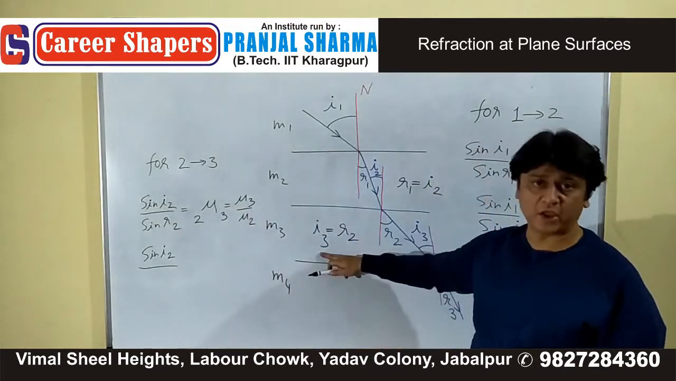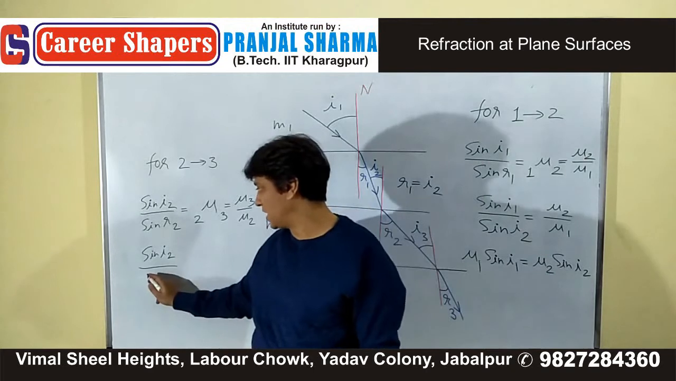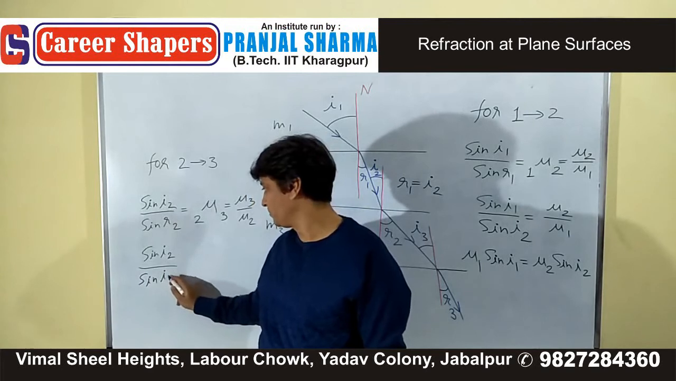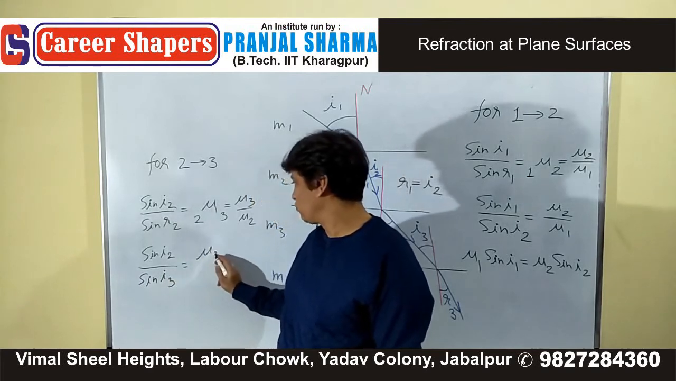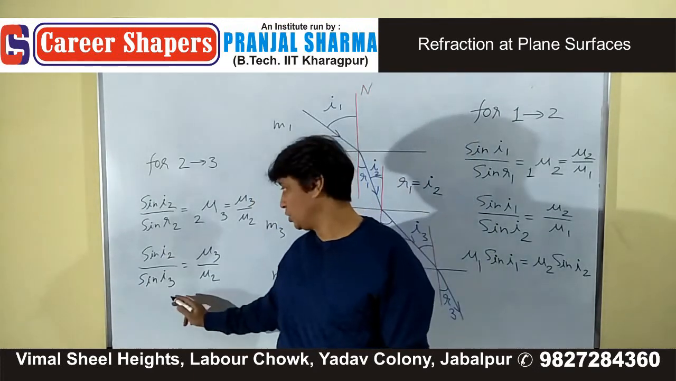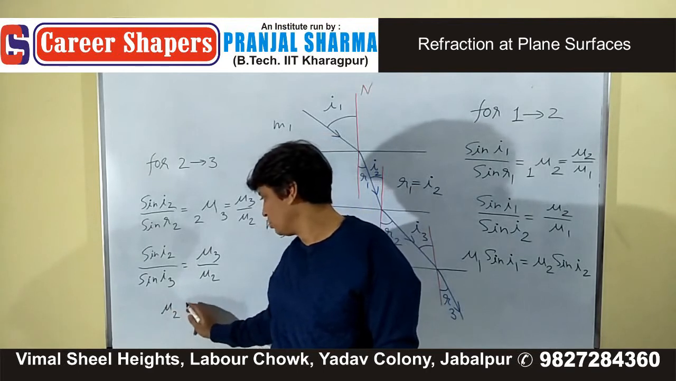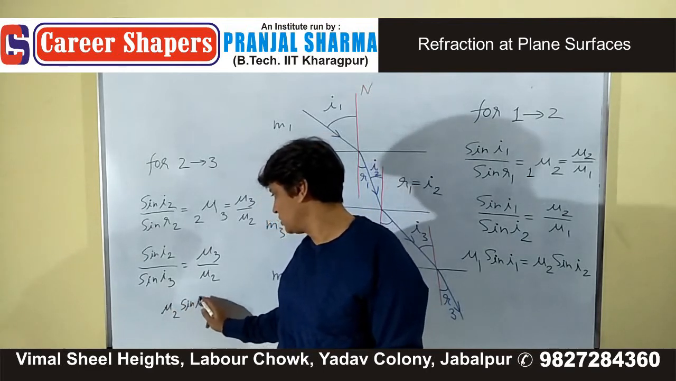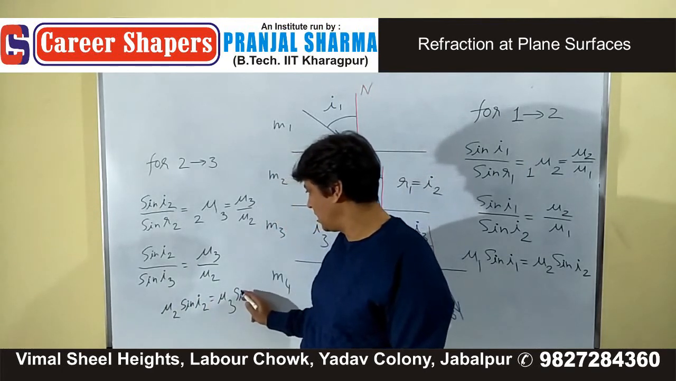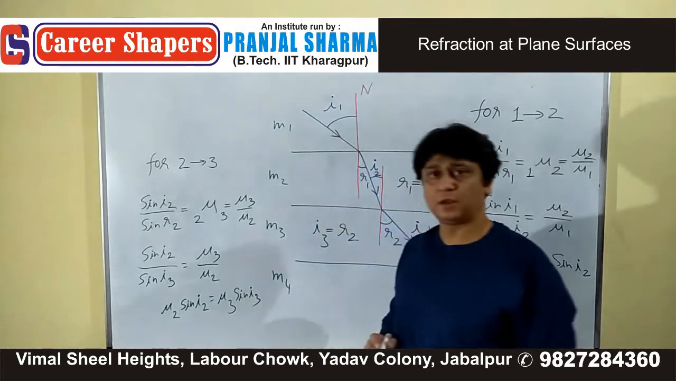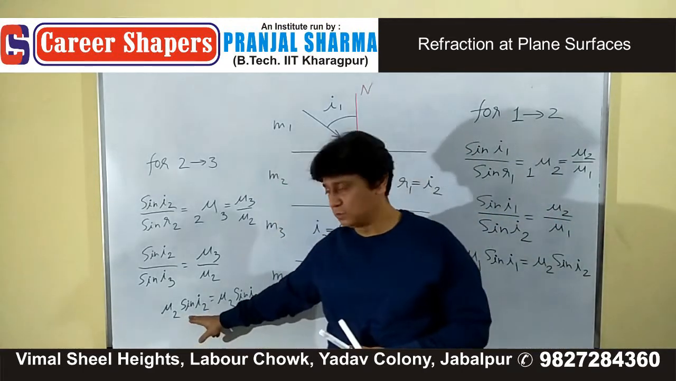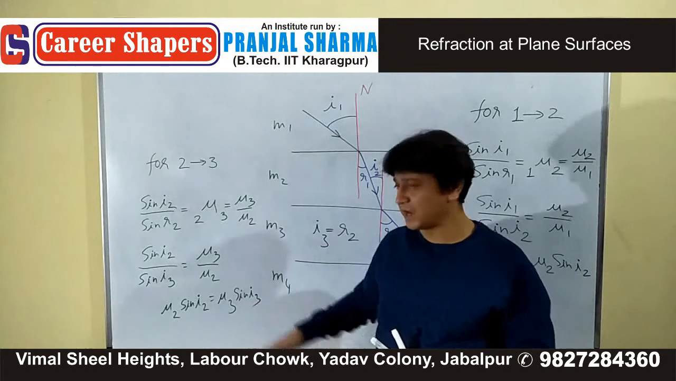But R2 is nothing but I3, and therefore you can replace this R2 with what? I3. Right side is mu3 upon mu2. Again cross multiply and you get what? You get this mu2 times sine I2 is mu3 multiplied by sine of I3. Now this is mu2 sine I2 equals mu3 sine I3.